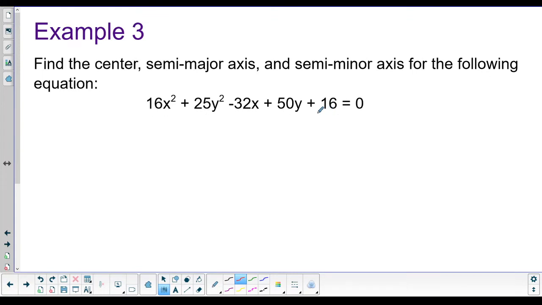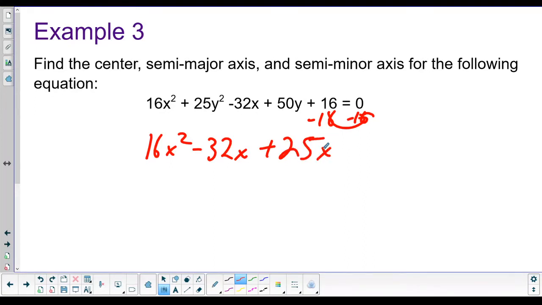So I saw this trick that might make this a little easier. What we're going to do is move this term over to start with. In this step, I'm going to group my x's and my y's together, and I'm going to move the 16 over by subtracting 16 on both sides. All right? So we have 16x squared minus 32x plus y squared plus 50y equals negative 16.